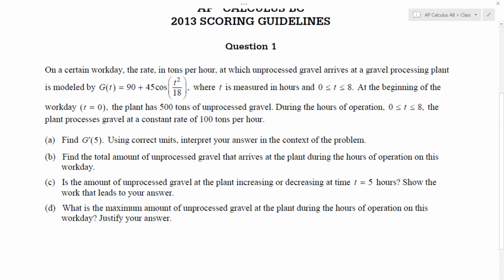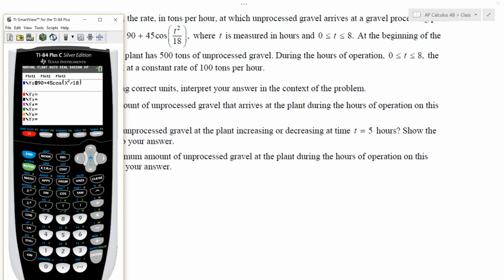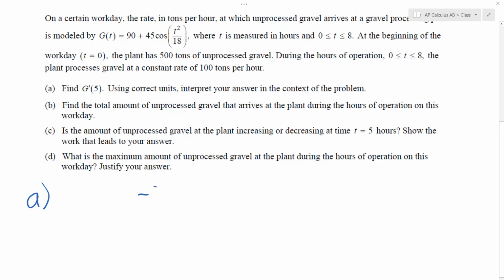But anyway, A just says find G prime of 5. You have a calculator. You should put G into your calculator. I did in Y1. There it is right there. And then all I'm going to do is math 8, I'm going to say derive, Y1, at 5. Negative 24.588. Negative 24.588 equals G prime of 5.